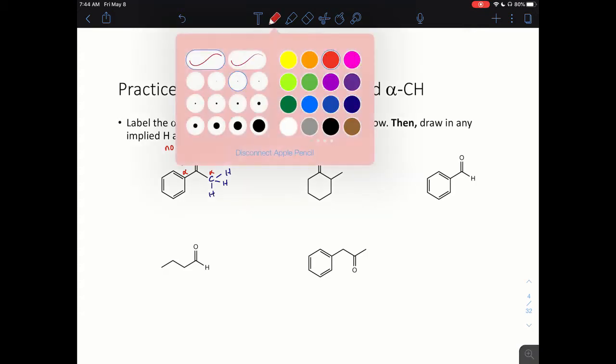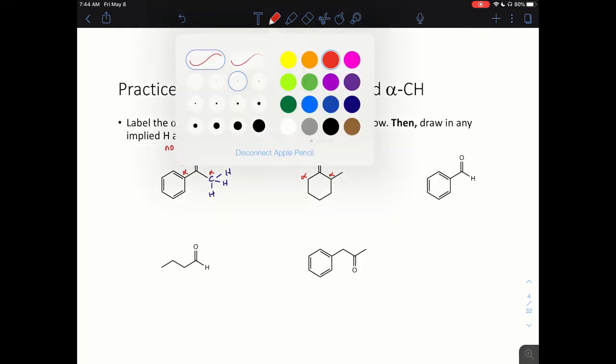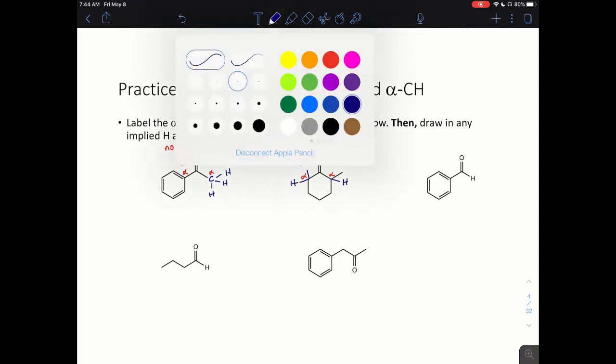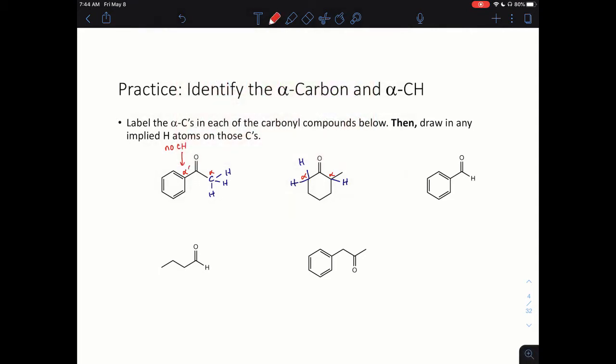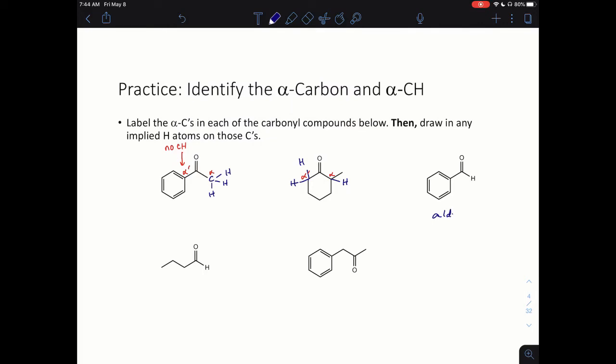Excellent. Next, again, we have 2 alpha carbons. This time they both have CHs. And we can call them alpha and alpha prime when they're different. We'll go ahead and do that. Next, well, this is an aldehyde, and it has 1 alpha carbon, but it has no CH on it.